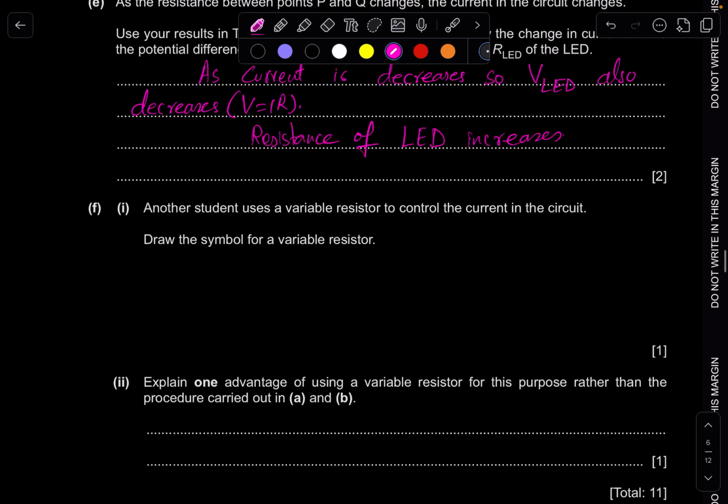The next part, they're asking us to draw the symbol for the variable resistor. Variable resistor, you have to make a rectangle and a line through it like this. Okay.